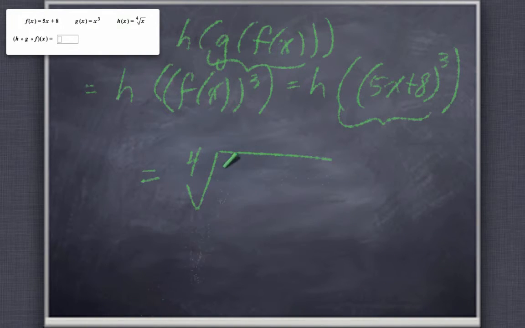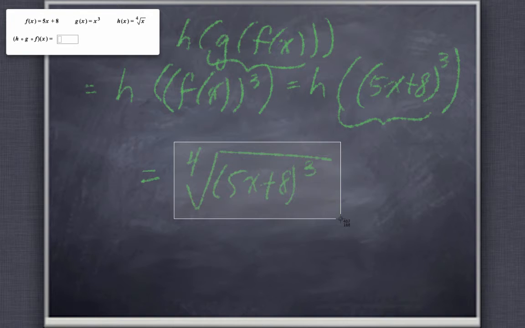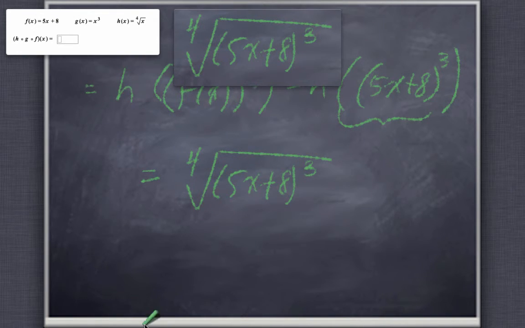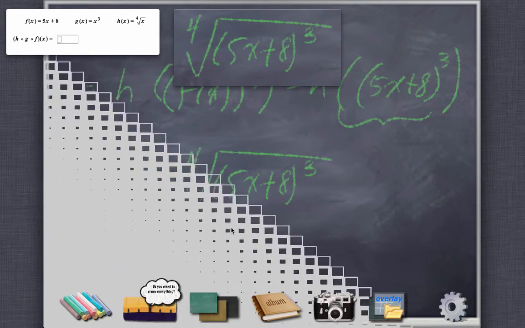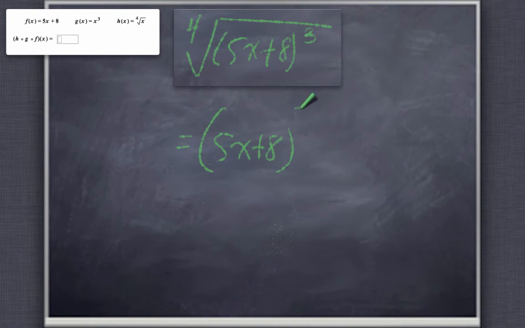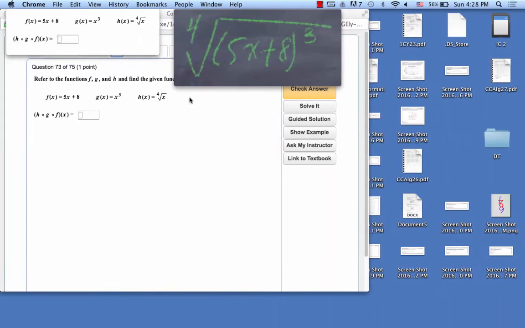So fourth root of. I don't see any reason for you to cube that. That would be possibly a crazy thing to do. So I think we would just put it in just like this. Or the only other thing you might do, depending on how it asks you for the answer, is say, well, this is 5x plus 8 to the 3/4. That's the only other thing you might consider doing.